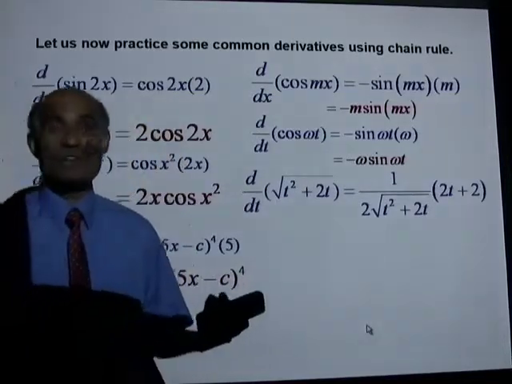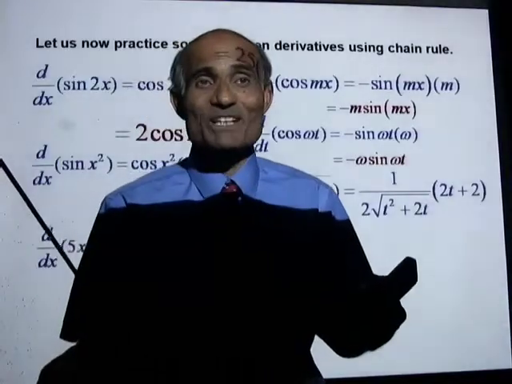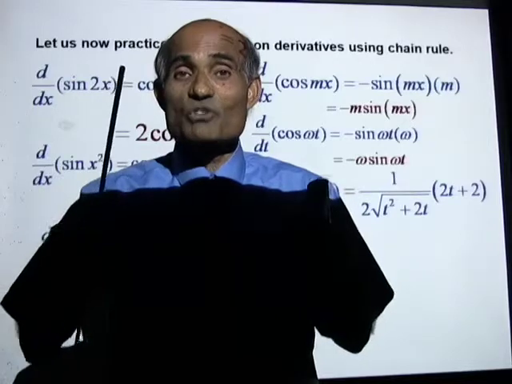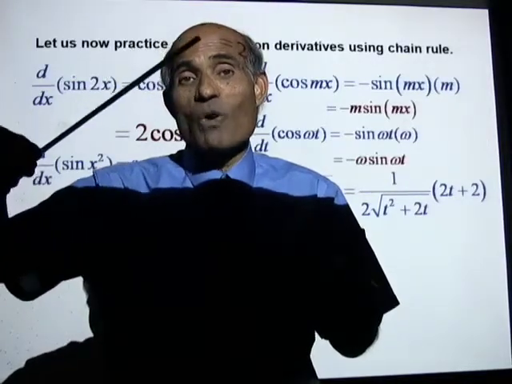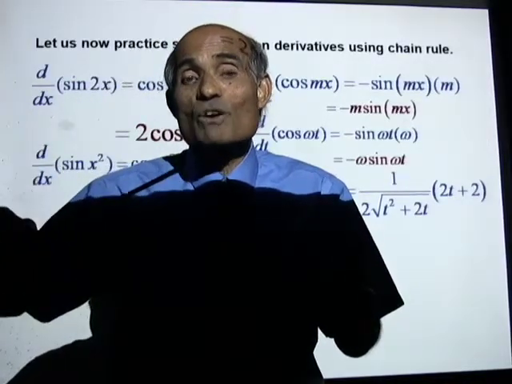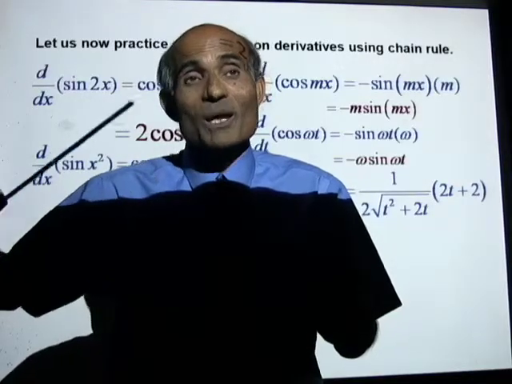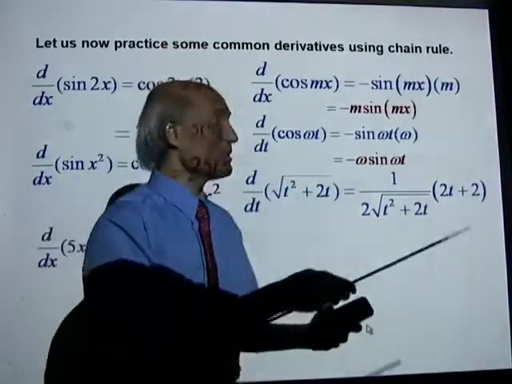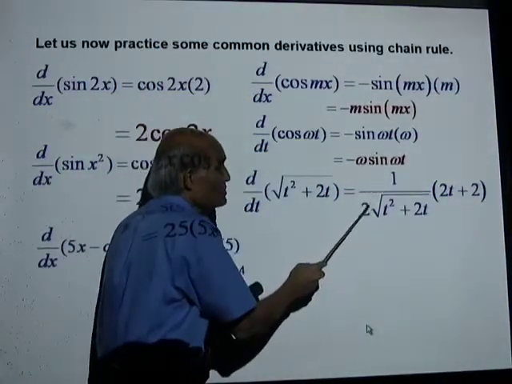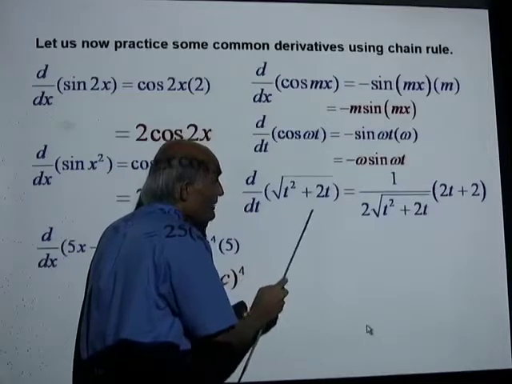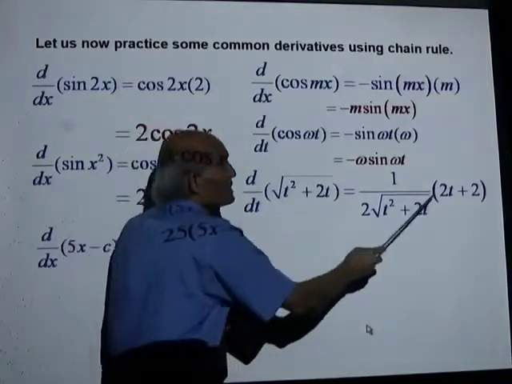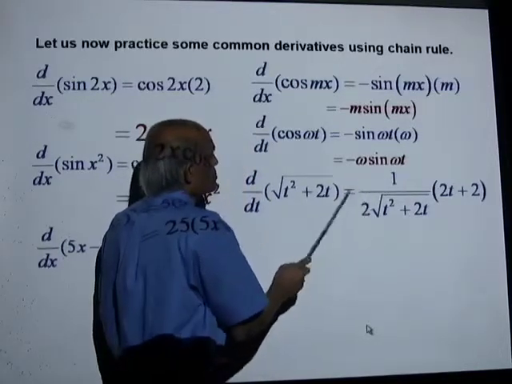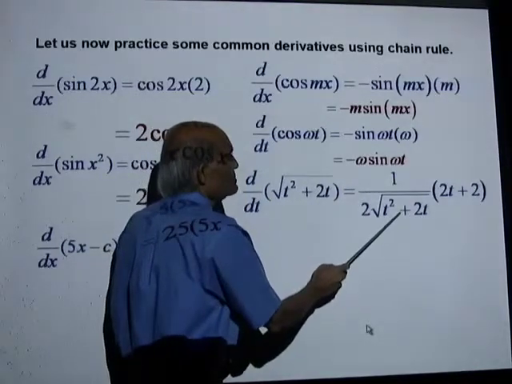The derivative of a square root quantity is what? Can you say that on your own? The derivative of a square root quantity is 1 over 2 square root of that quantity multiplied by the derivative of that quantity. So it will be 1 over 2 square root of that quantity times the derivative of this quantity, 1 over 2 square root t squared plus 2t.